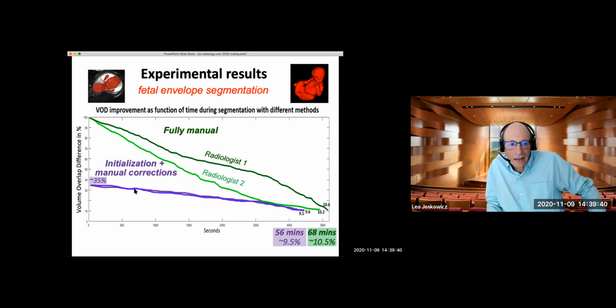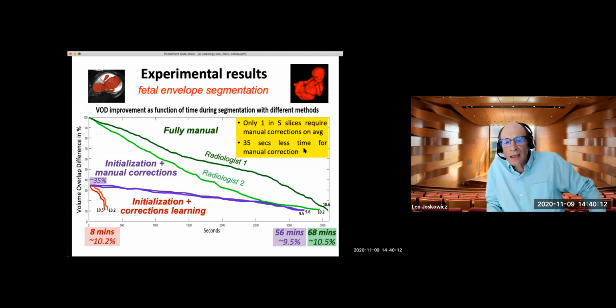So this means that a network trained with not sufficient examples is going to require as much work as it did. In contrast, if you use the methodology that I just showed you, the initialization and the correction learnings, now the time is shortened in a very significant way. It's only 8 minutes to reach the same observer variability. Okay, so this is what you would do for the first few tens of data sets so that you can generate high quality segmentations.